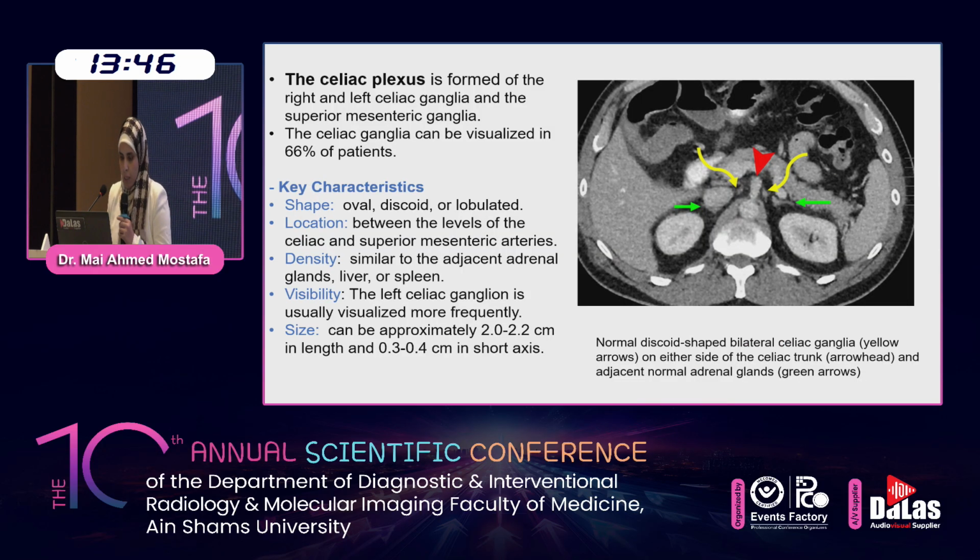The celiac plexus is formed of two celiac ganglia, on the right and left, and the superior mesenteric ganglia. The celiac ganglia can be visualized in 66% of patients, as we can see here on the yellow arrows. They are discoid or lobulated in shape, of the same density as the adjacent adrenal gland, measuring about 3 to 4 millimeters in short axis and about 2 centimeters in long axis.